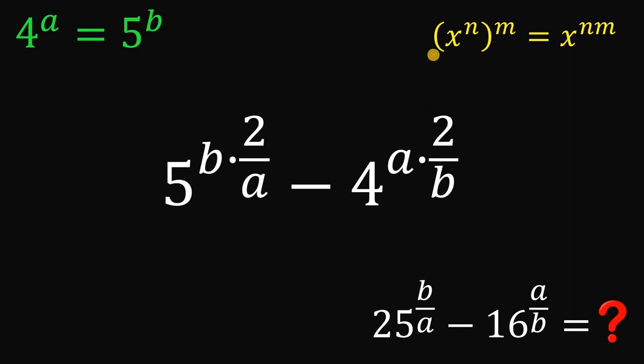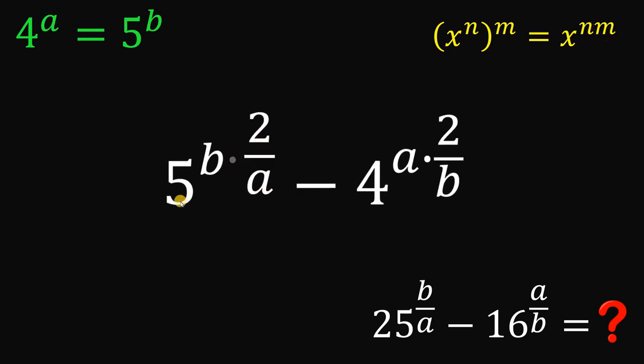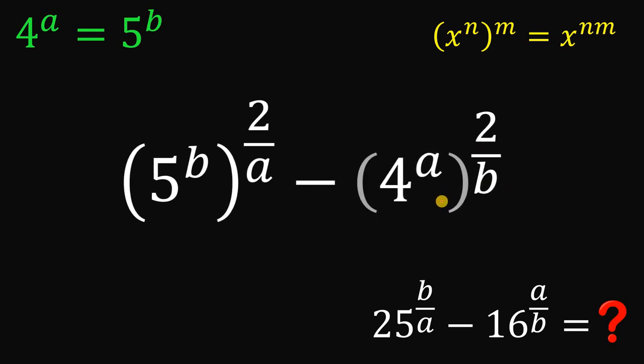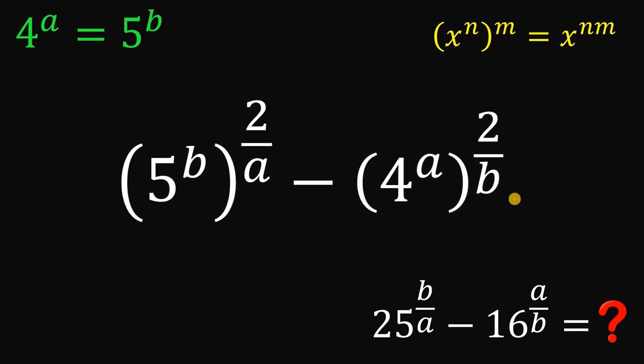Now, we can apply again this law of exponent. If we have x raised to the power of n multiplied by m, this can be written as x raised to n raised to the power of m. Therefore, 5 raised to the power of b multiplied by 2 over a can be written as 5 raised to b raised to the power of 2 over a. Similarly, 4 raised to the power of a times 2 over b can be written as 4 to the power of a raised to the power of 2 over b.